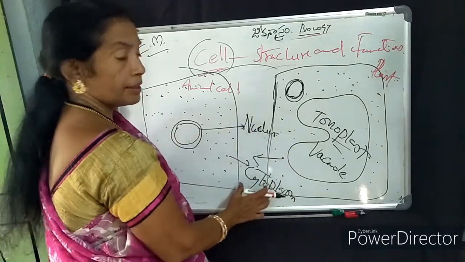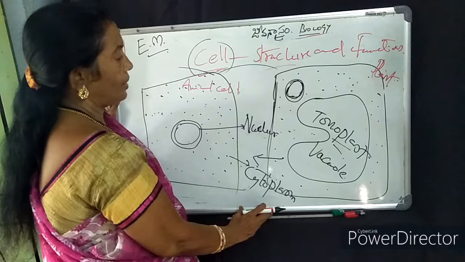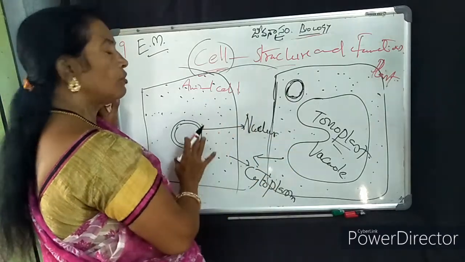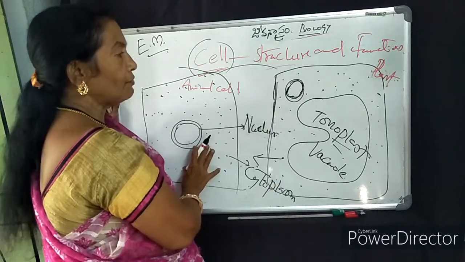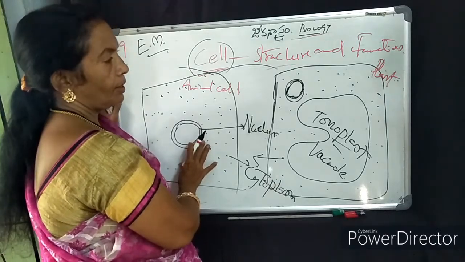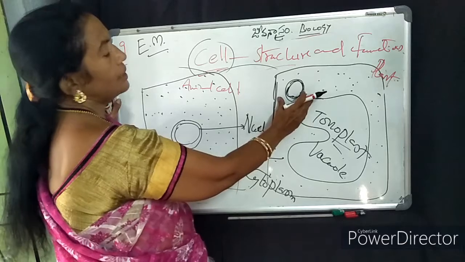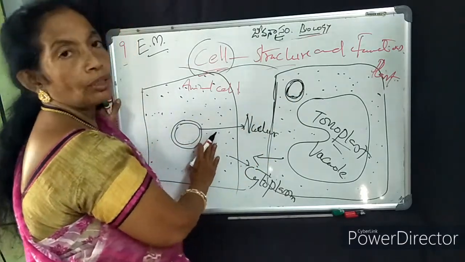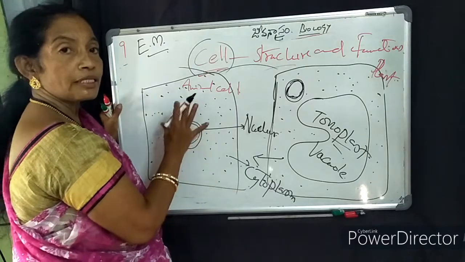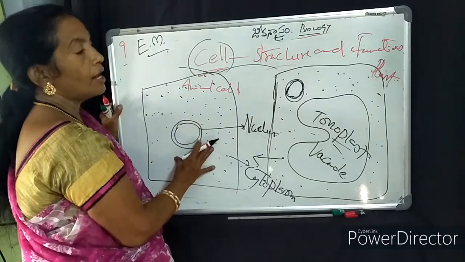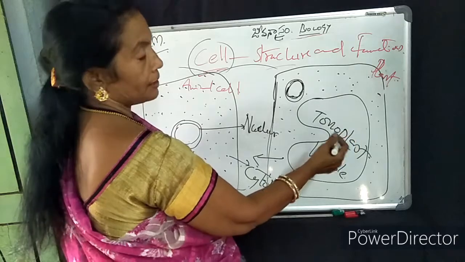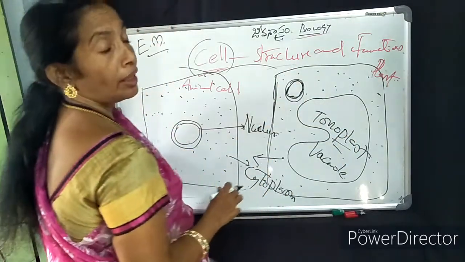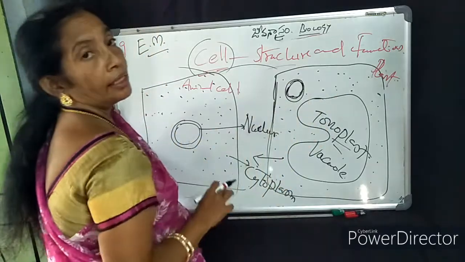In both cells there is cytoplasm. In both cells, that means in animal cell or plant cell, we find a nucleus which is having two layers. In the animal cell, the nucleus occupies the center of the cell. And when we come to the plant cell, the nucleus is pushed to a corner or somewhere in the cell itself.